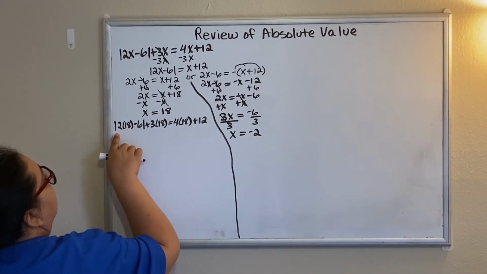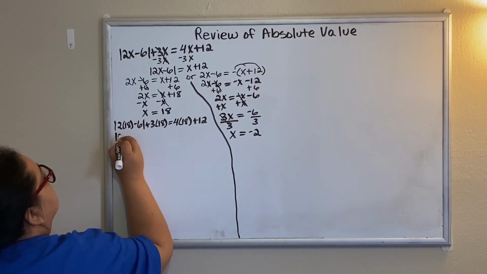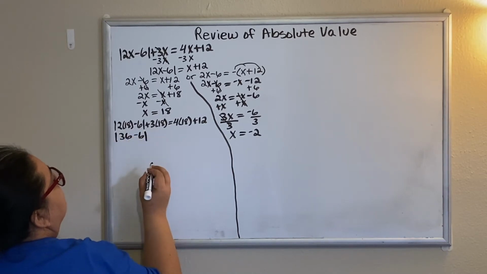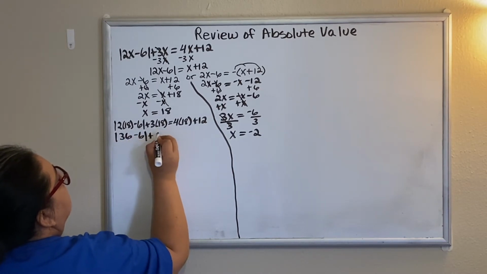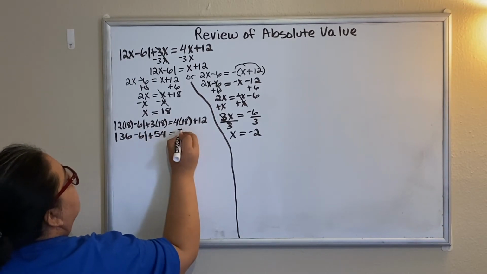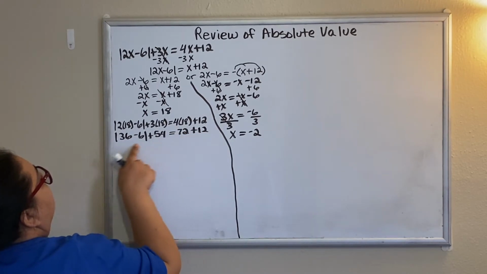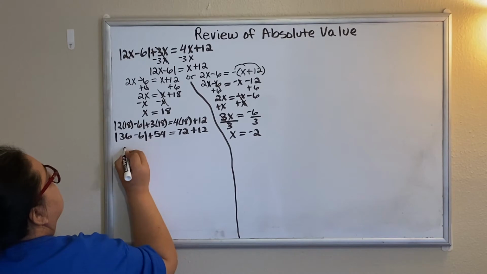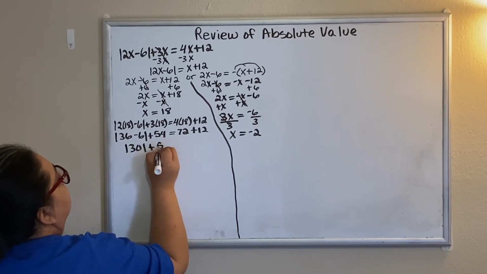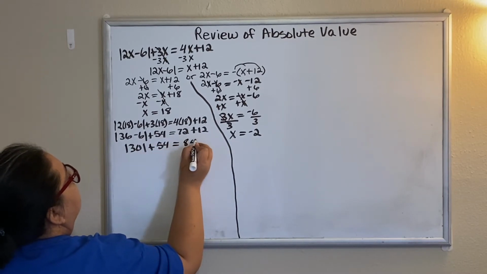At the beginning, I have the absolute value of 2 times 18 minus 6. 2 times 18 is going to be 36. Bring down the minus 6. Close the absolute value. Plus 3 times 18 is 54. Equals 4 times 18 is 72. Plus 12. Now we're going to go back to the beginning. 36 minus 6 is 30. So we have the absolute value of 30 plus 54 equals 72 plus 12 is 84.